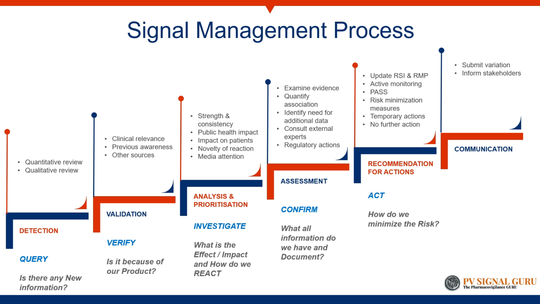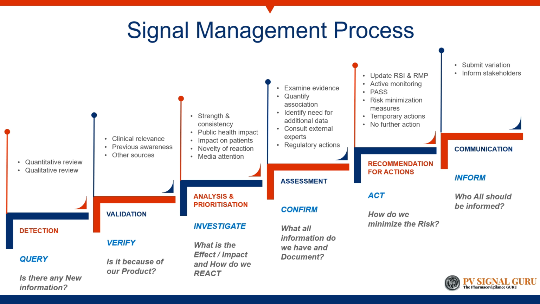And the recommendations for action. Okay, as per the assessment, we have assessed and we confirm it to be a risk. So now that we know that our drug causes an event, how do we minimize this risk? As a marketing authorization holder, it is our responsibility to ensure that the benefits always outweigh the risks. And whenever there are risks identified, we need to propose the appropriate risk minimization measures. And that is what we do in the recommendations for actions, focusing on minimizing the risk which is newly identified. And finally, the communication is assessing who all needs to be informed so that they can make informed decisions.